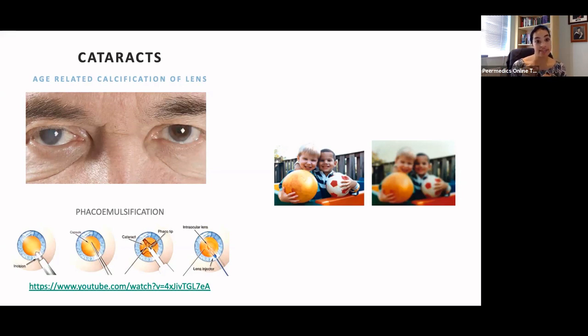Our rods work in really dim light, and they provide our black and white vision, so they're very good for the detail of images. But when you have a cataract, the rods, which are not necessarily that prominent in the macula anyway, are getting even less light because of the scattering. So that partly explains why they get the glare, and also explains, if you look at this picture here, the yellow tint to this picture. That's from the cataract as well, and the scattering of the light, so there's not enough light going to the cones.